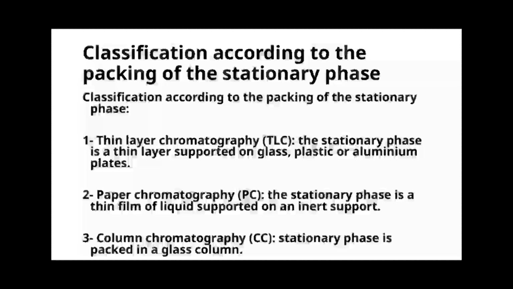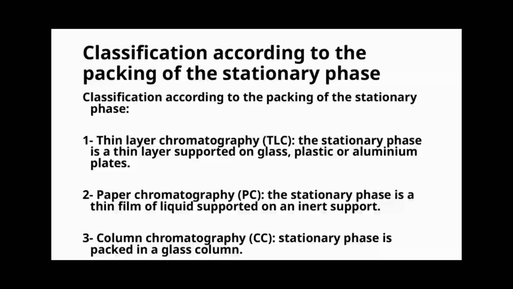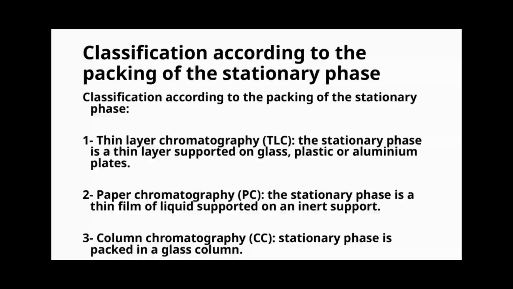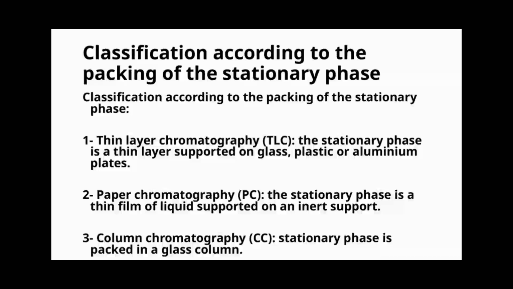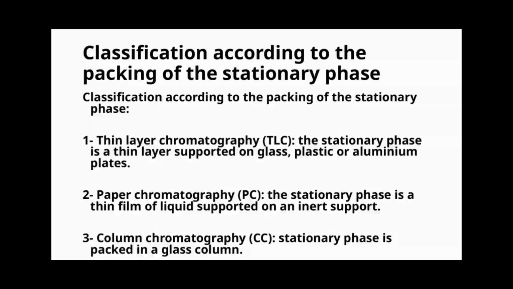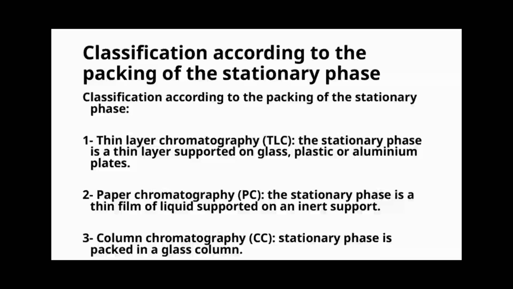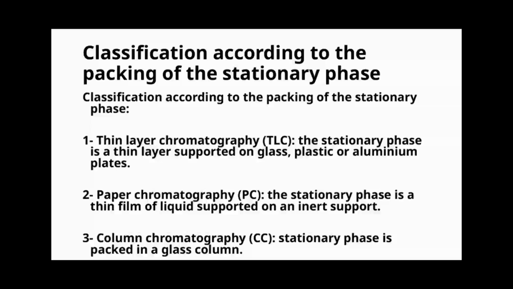In this method, the stationary phase is a very thin layer that's supported on plates made of glass, plastic, or aluminum. Think of it as a super thin, even coating that allows for quick and efficient separation. Next is paper chromatography, where the stationary phase is actually a thin film of liquid that's supported on an inert support, like paper. This method is simple and effective, especially for separating small molecules or mixtures.